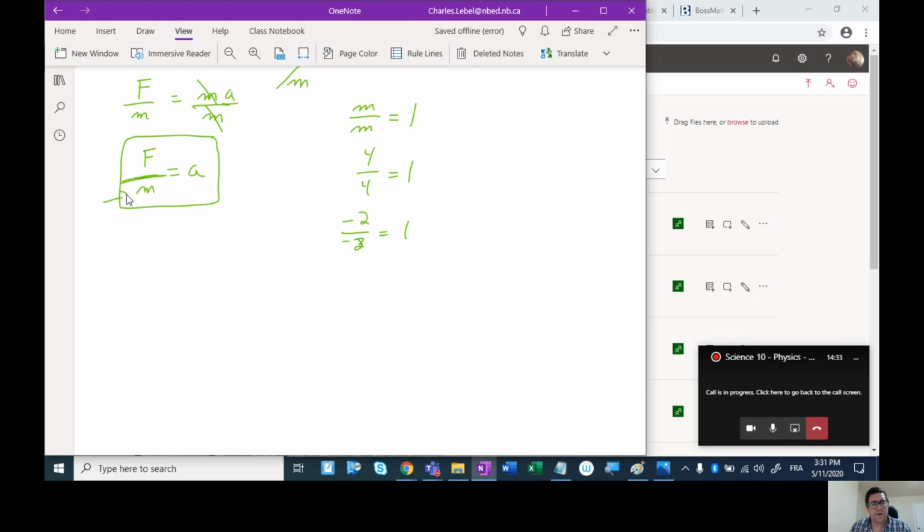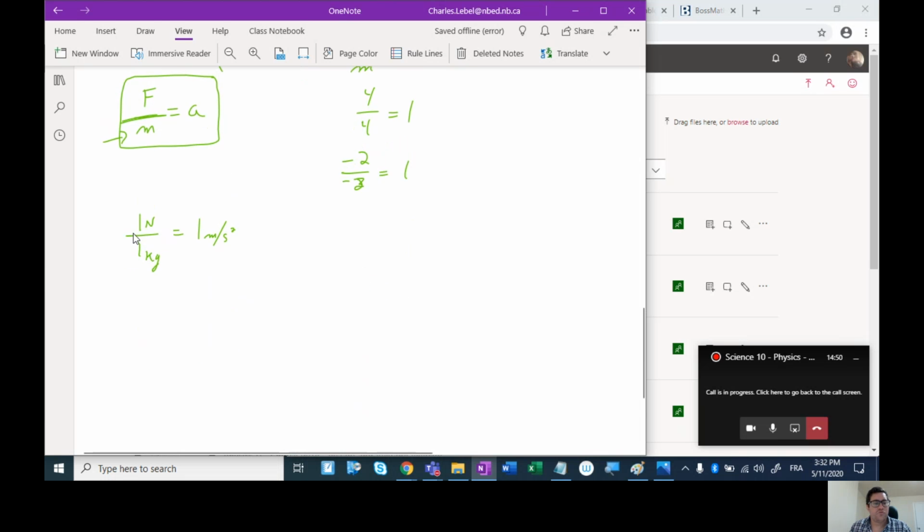If you increase this, what happens? So say you had 1 divided by 1, that would be 1. So the acceleration for 1 Newton over 1 kilogram mass would be 1 meter per second squared. But if this becomes 2, by increasing the mass from 1 kilogram to 2 kilograms and not changing the F, that means that this is not 1 anymore, it's a half, 0.5. So instead of 1, it becomes a half.